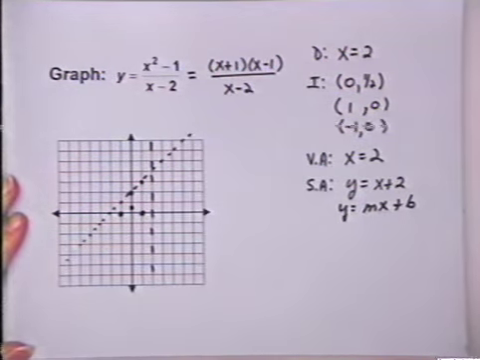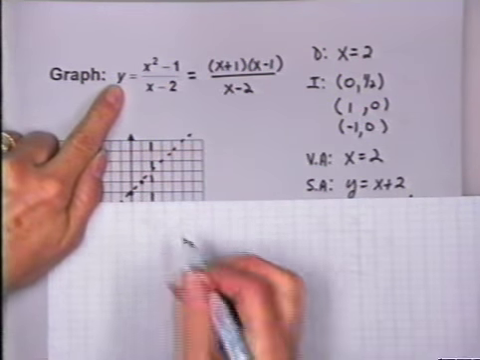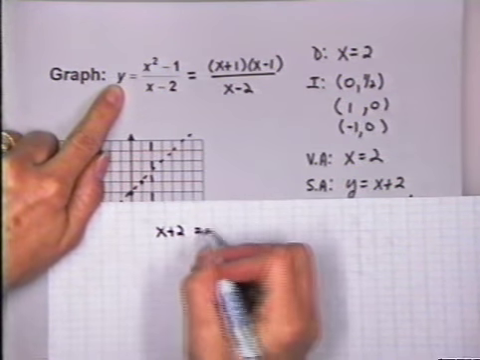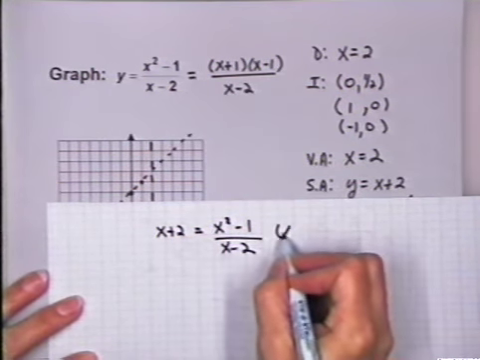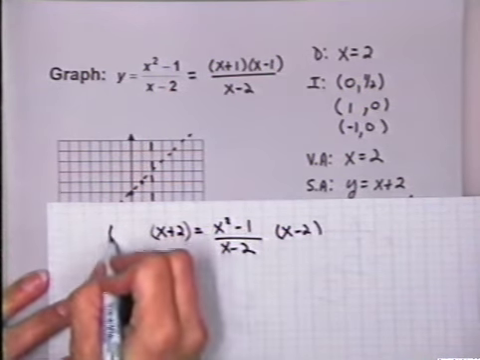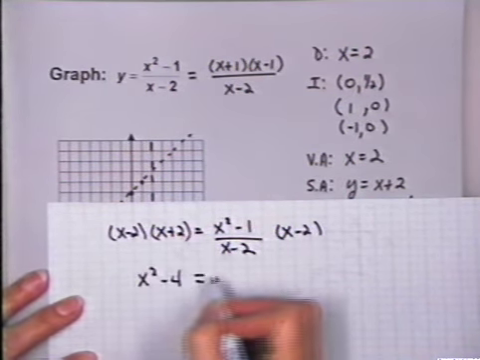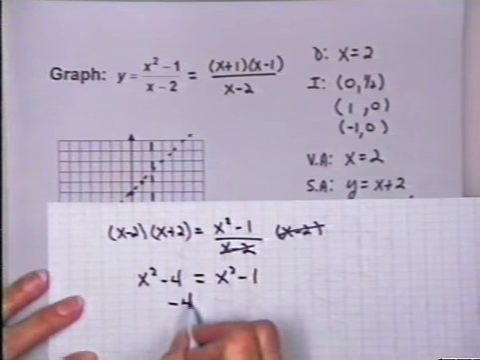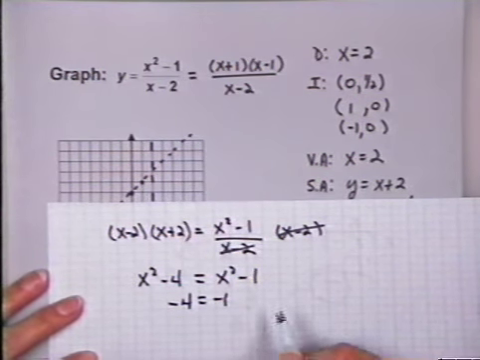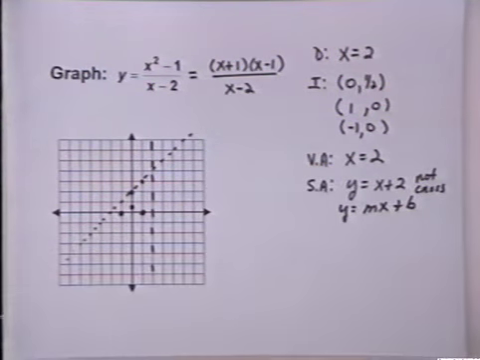Okay. Now, let's do a quick check to see if we're going to cross that slant asymptote. Notice at the slant asymptote, y is x plus 2. So we're going to put an x plus 2 over here for y. Equals, I'm going to leave that x squared minus 1 over the x minus 2. To clear the fractions, we'll multiply both sides by x minus 2. So I have x squared minus 4. Over here, these cancel, equals x squared minus 1. Do you see what's going to happen? When you subtract x squared, you get negative 4 equals negative 1. So we will not cross our slant asymptote.